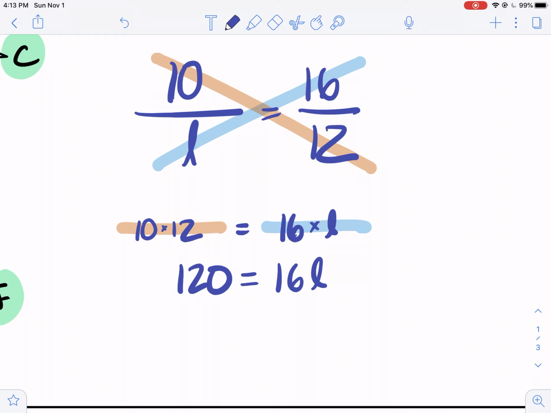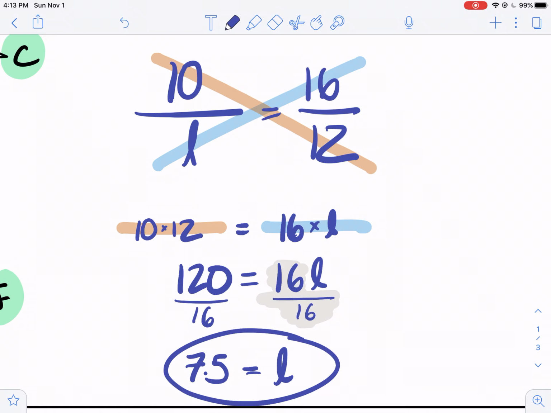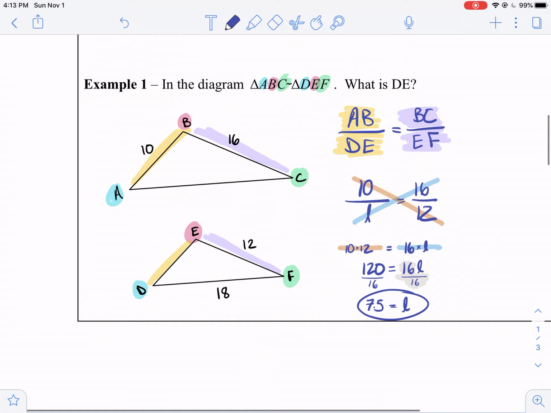And we're almost there now. All we need to do is get rid of this 16 guy. So we'll divide by 16, divide by 16. And we did that so that our 16 times L reduces out with our divide by 16. And we're left with L equals 7.5. So the length of DE is 7.5.